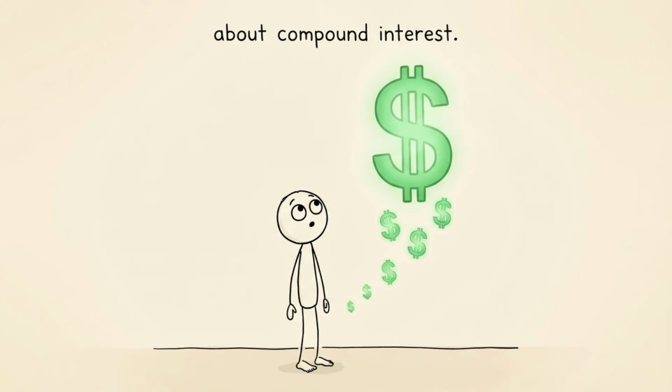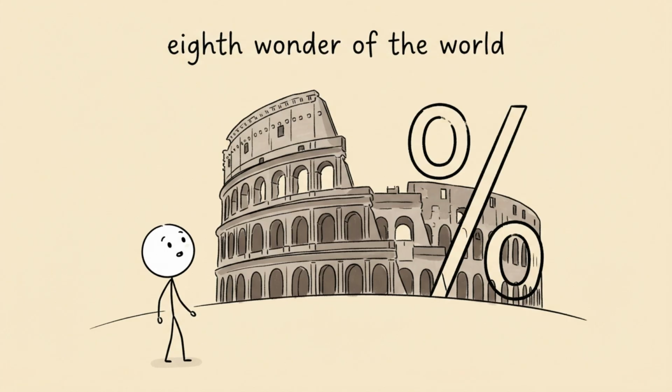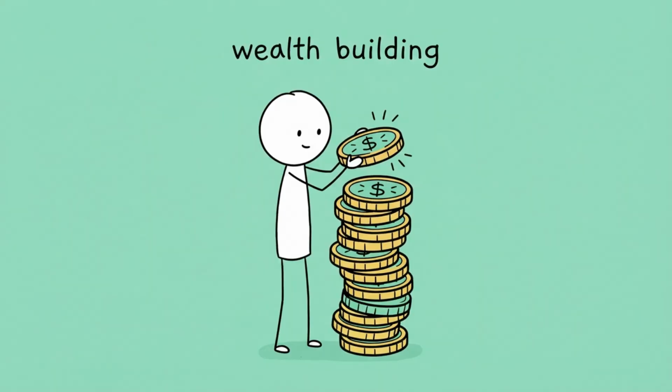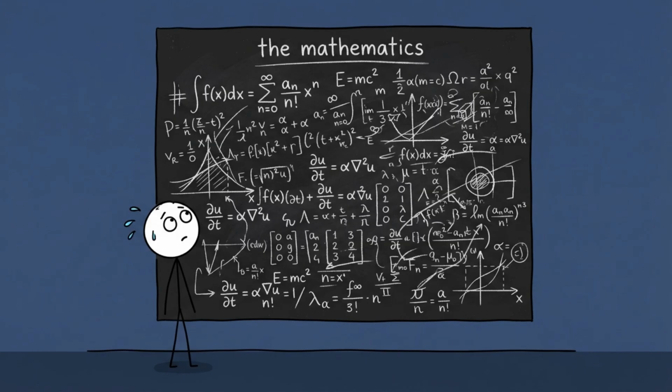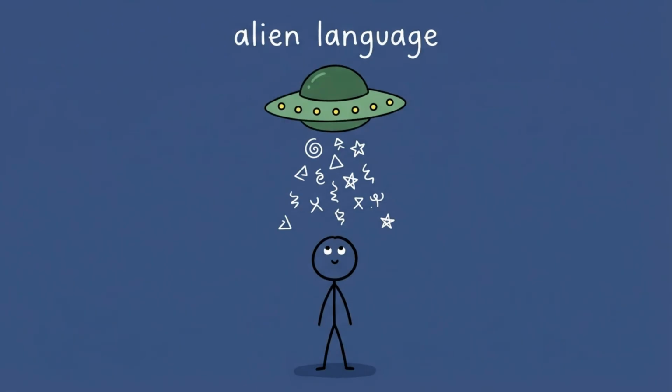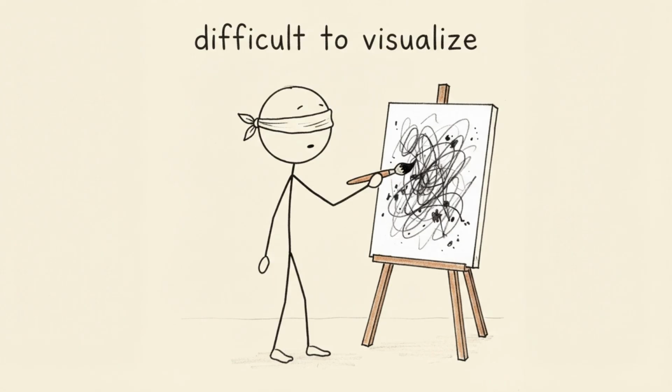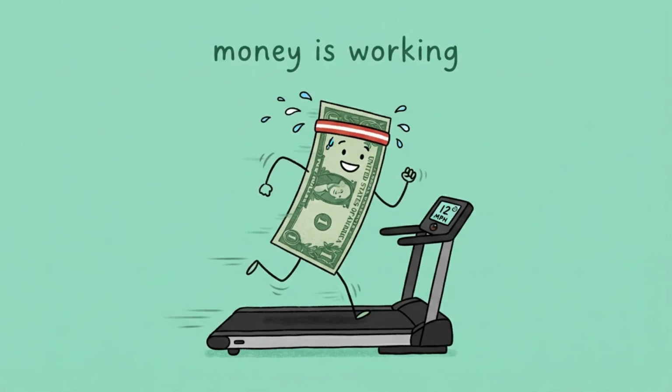Let's talk about compound interest. Often called the eighth wonder of the world, compound interest is the engine that drives true wealth building. But let's be honest, the mathematics behind it can look like an alien language. Unless you have a spreadsheet or a financial calculator glued to your hand, it is incredibly difficult to visualize how quickly your money is actually working.